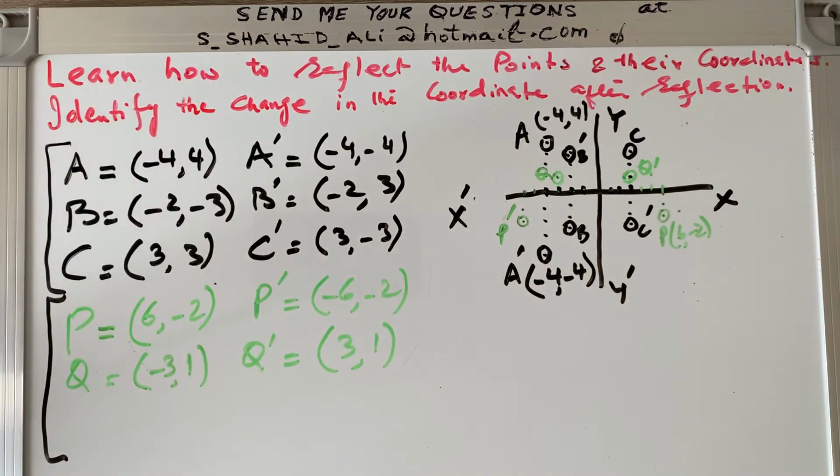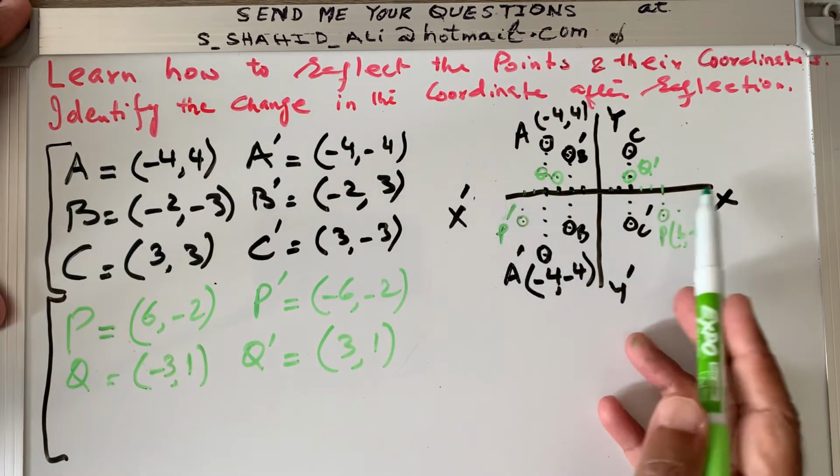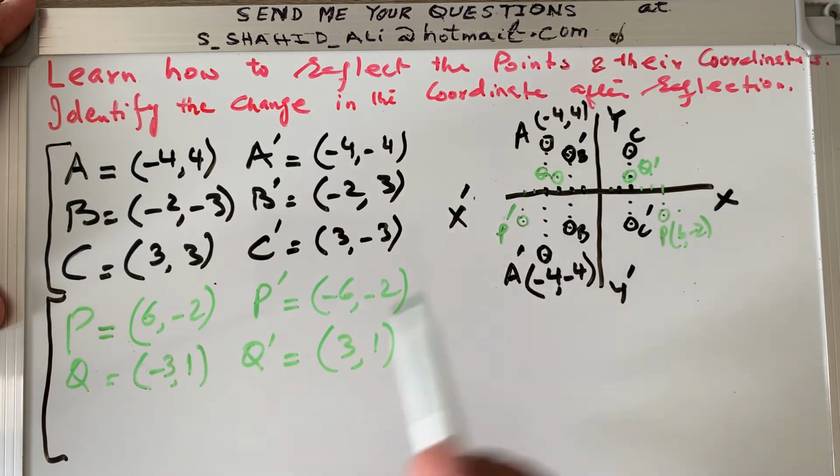Reflection means if I fold this grid line on the y-axis, Q and Q dash coincide with each other exactly on the same plane and point, right? So if I fold it, Q is a reflection of Q dash. It coincides on that point if I fold it across the y-axis. If I fold it across the x-axis, then it is a reflection on the x-axis, right?